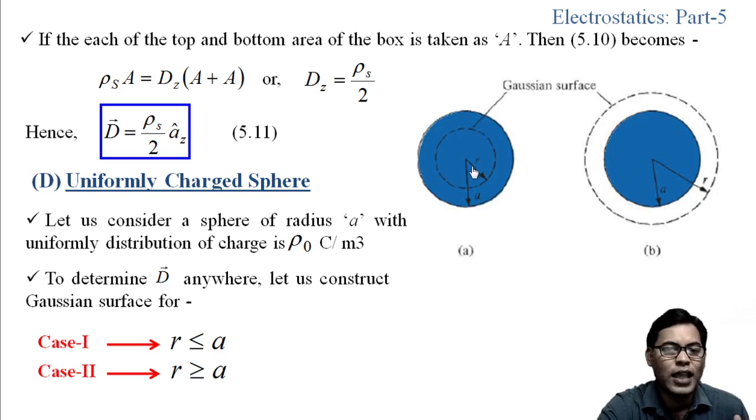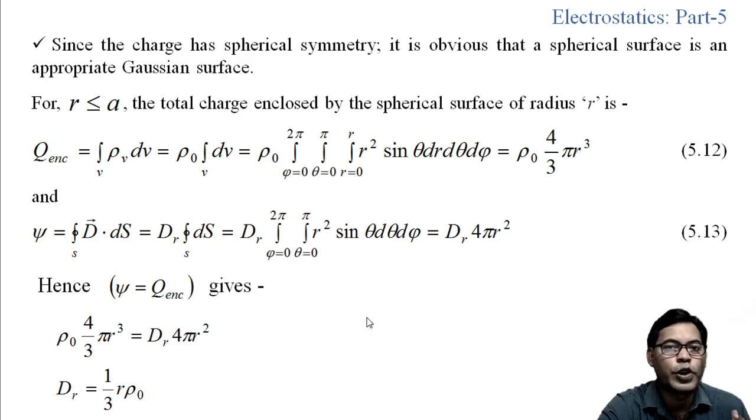First one, that R is the radius of the Gaussian surface, which will be less than or equal to A. That means R will be inside the sphere, that is the Gaussian surface will be inside the sphere. And the second case we will consider that R is greater than or equal to A, that is the Gaussian surface is outside the sphere. So first, case 1 we will consider. In case 1 we are going to calculate the flux density.